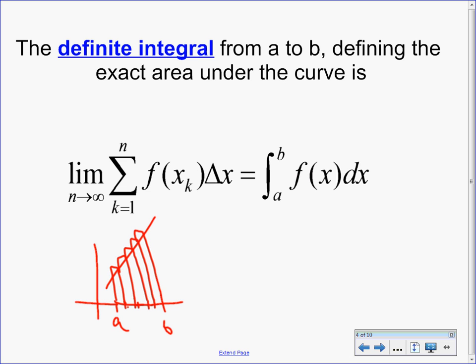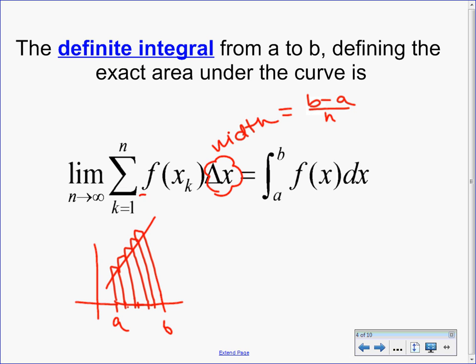This delta x is standing for the width of our rectangles. How do we find the width of our rectangles? B minus A, over n.